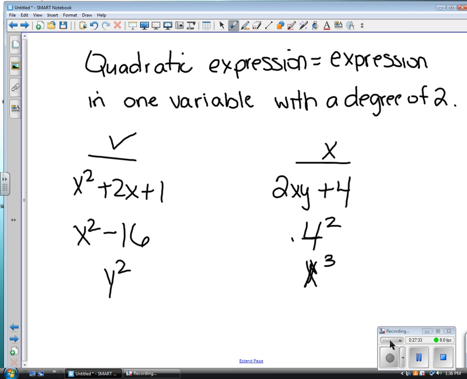What about x squared? Can I have an x squared? Yes. It's kind of like y squared because it's one variable and it is what now? 4x. Is that 4x squared? Yes. Okay. I thought you were just saying 4x. What about 4x? No, because I have one variable, but what's the degree? 1. So it's not quadratic.